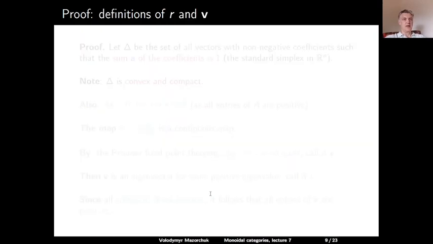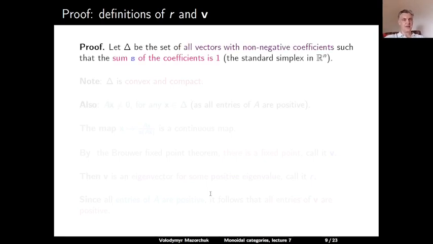Proof. Let us start by actually defining R and V. So let delta be the set of all vectors in R^n with non-negative coefficients such that the sum of the coefficients is exactly 1. So this is the standard simplex in R^n. Note that the set is convex and compact.